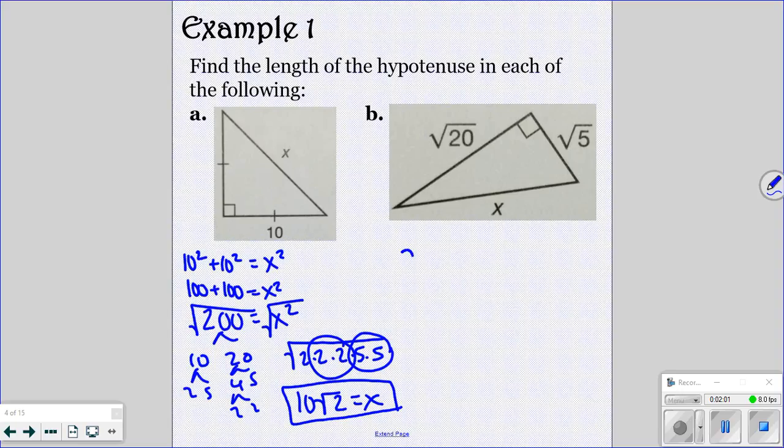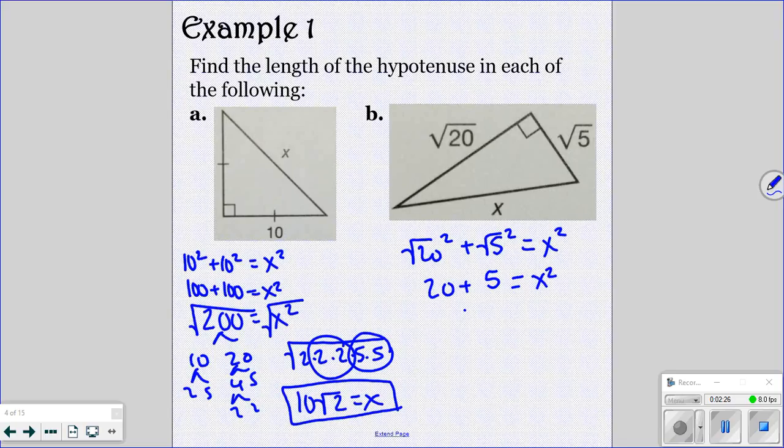For B, we're going to do square root of 20 squared plus square root of 5 squared equals x squared. After that, square root of 20 squared is just going to be 20. Square root of 5 squared is going to be 5. And then x squared. So 25 equals x squared. So when you take the square root, you get x equals 5. So that would be your answer for that one.